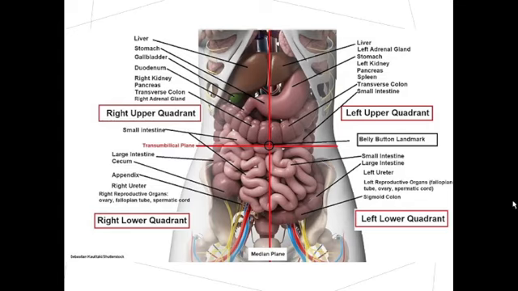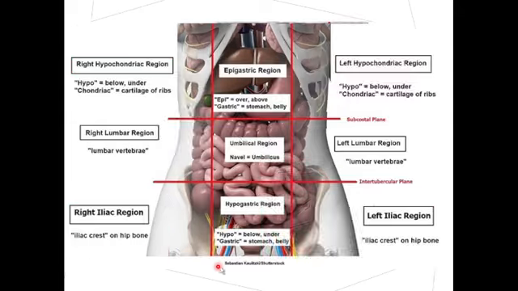So, if a question asks what part of the body contains portions of all four quadrants, the answer will be the large intestine and the small intestine, as you can see here.